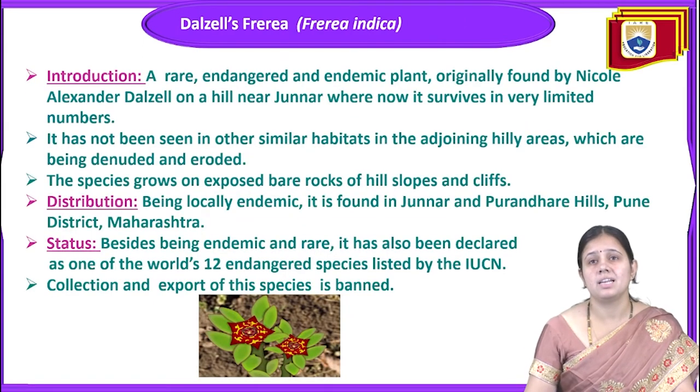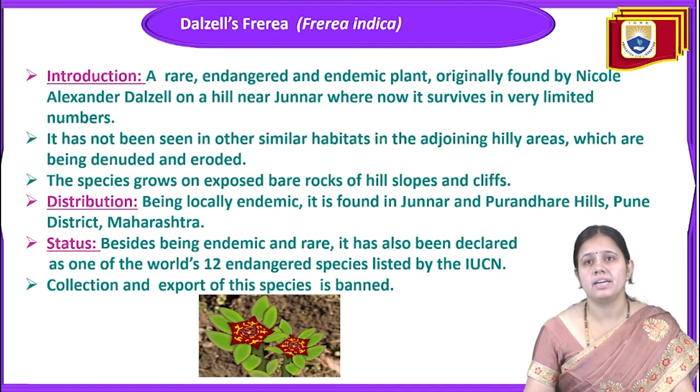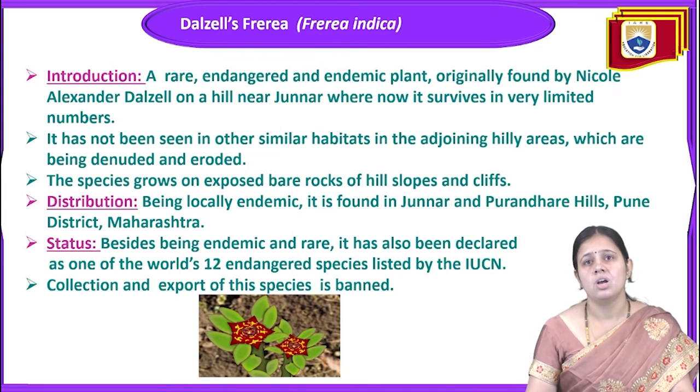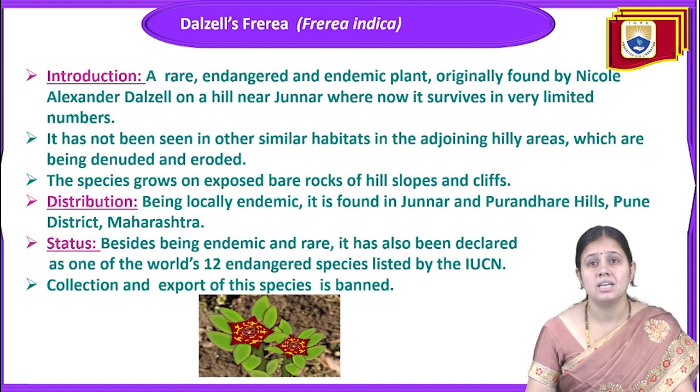This is Dalzellia. It is a rare, endangered, endemic plant originally found by Nicol Alexander Dalzell. That's why its name is Dalzellia. It was found on a hill near Junnar, where it now survives in very limited numbers. It has not been seen in other similar habitats in the adjoining hilly areas, which are being denuded and eroded. The species grows on exposed bare rock of hill slopes and cliffs. Basically, it is locally endemic, found in Junnar and Purandhar hills of Pune district, Maharashtra.